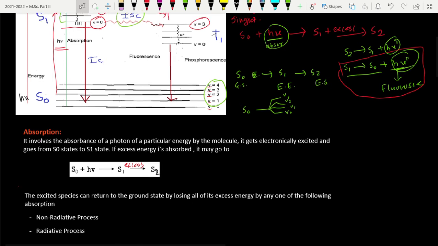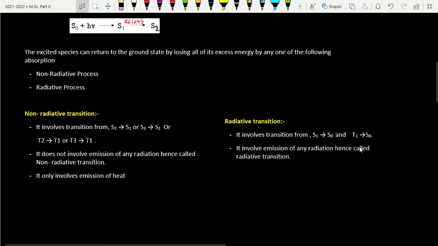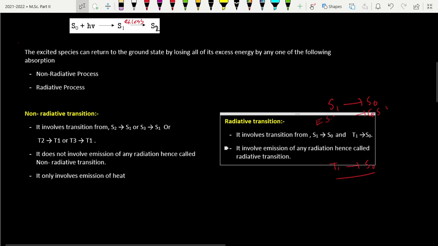So radiative transition means S1 to S0, the higher excited singlet state to the ground singlet state, right? This particular transition is known as radiative transition. Similarly, the excited triplet state to the singlet ground state. So these two transitions belong to the radiative transitions.